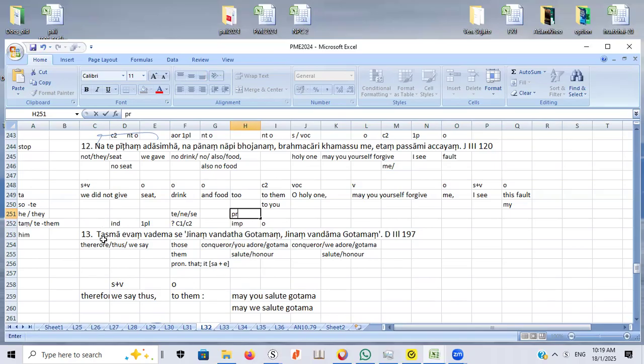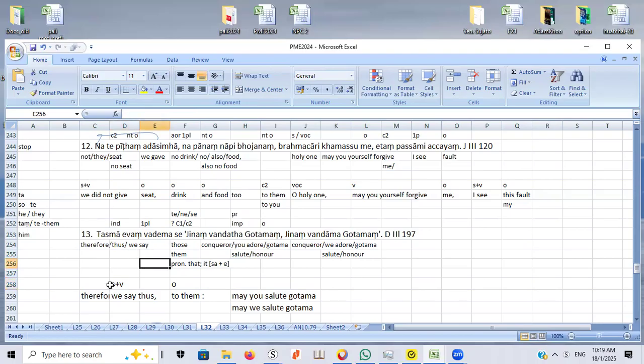So in this case, this is tasma, which also comes from the word ta. Normally it is ablative, but in this case it becomes indeclinable, so it is like "therefore." Therefore here. Then this is evam, and then this is vadema. So this is the word vadema.